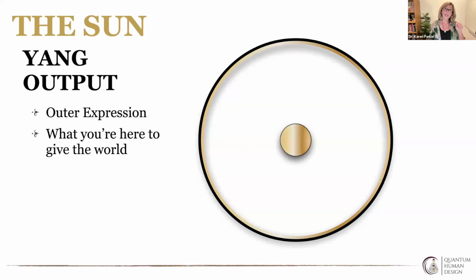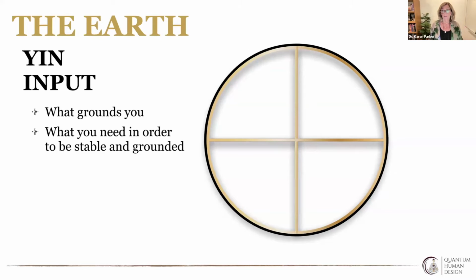But you can't put that out into the world. You can't give your gifts to the world if you're not grounded, right? And so the earth tells us, what do you need to feel grounded? What do you need to feel stable? So when the sun and the earth transit together, they shift gates about every 6 days. And so when we look at the weekly energy report, we can look at the sun. That's what we're here to learn about. That's what we're here to give each other. The earth tells us, what do we need to feel grounded this week, right?